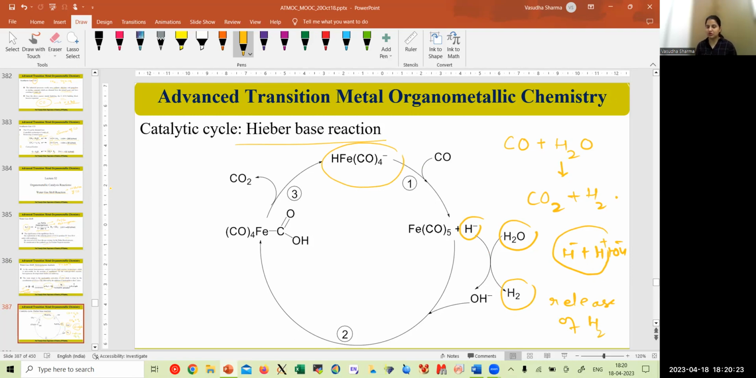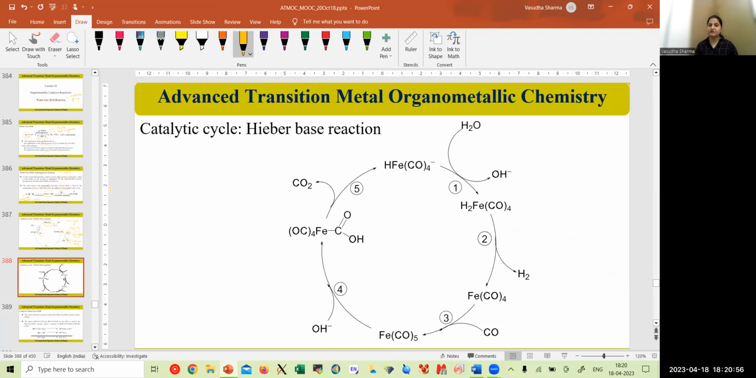Since this is a neutral complex and also has carbon monoxide, which is electrophilic or pi acid in nature, OH can readily attack the carbonyl carbon, making a carboxylic acid, and ultimately it will release the CO2 and give the hydride complex back. So this is the reaction where we are converting carbon monoxide into carbon dioxide. This is nothing but the water gas shift reaction.